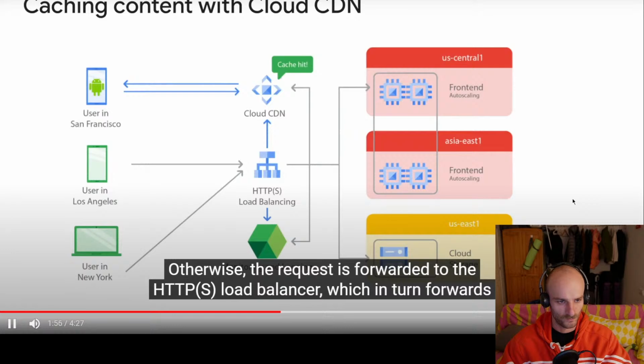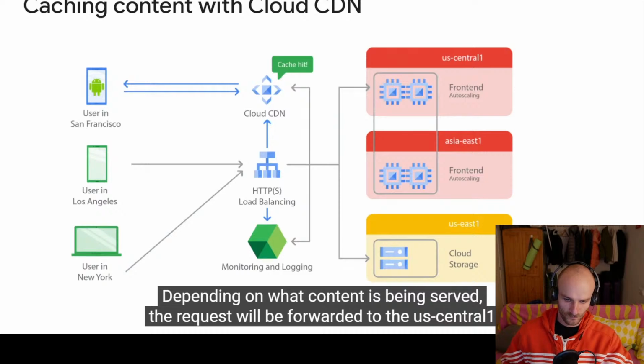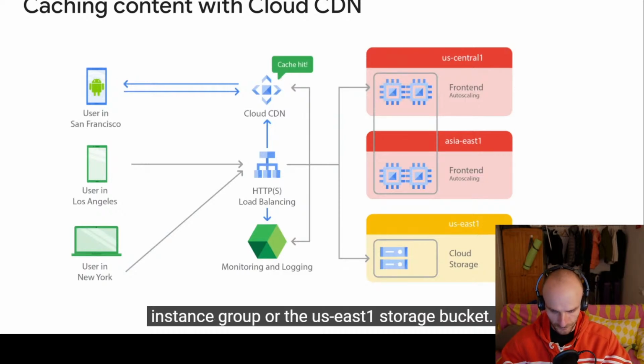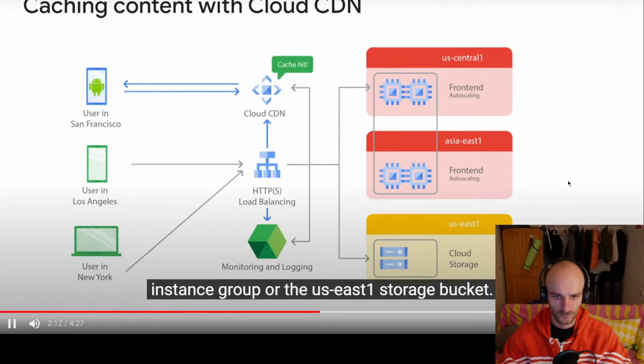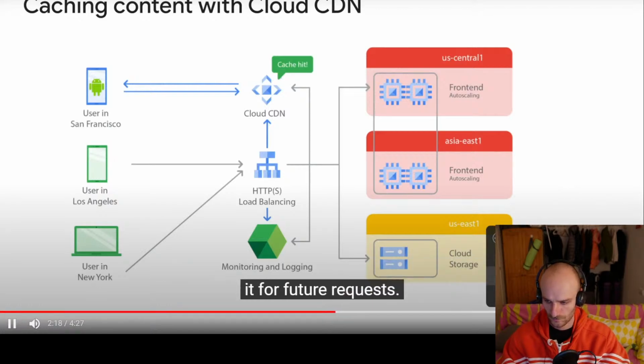Otherwise, the request is forwarded to the HTTPS load balancer, which in turn forwards the request to one of your backends. Depending on what content is being served, the request will be forwarded to the US Central 1 instance group or to the US East 1 storage bucket. If the content from the backend is cacheable, the cache site in San Francisco can store it for future requests.